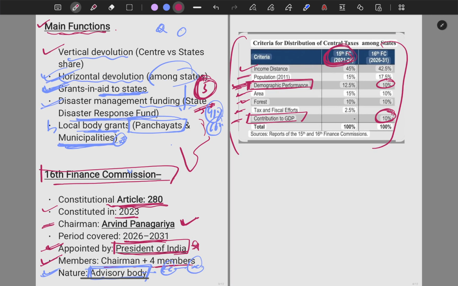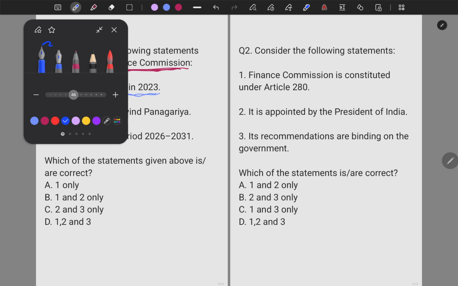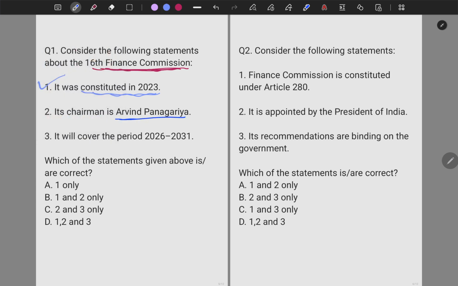Having discussed these things about the Finance Commission, let's now move on to the questions regarding the Finance Commission itself. The first question is, consider the following statements about the 16th Finance Commission as we discussed on the previous page. The first statement says it was constituted in 2023. Yes, this statement is correct, as we just saw. The second says the chairman is Arvind Panagariya. Yes, this statement is also correct. The third statement says it will cover the period from 2026 to 31. Yes, this statement is also correct. The question asks which statements above are correct. The right answer is D, that is, 1, 2 and 3 are correct.